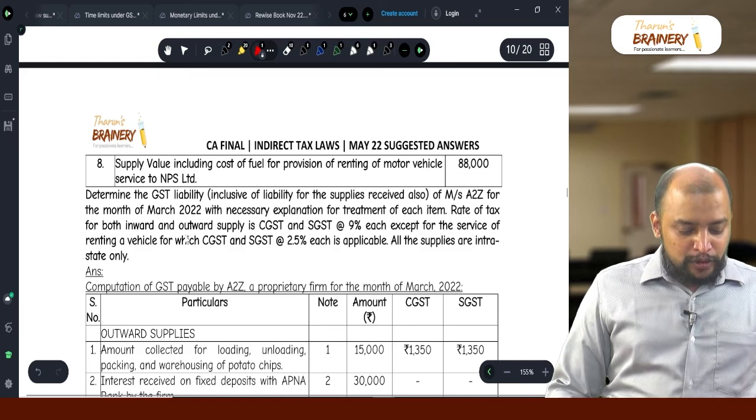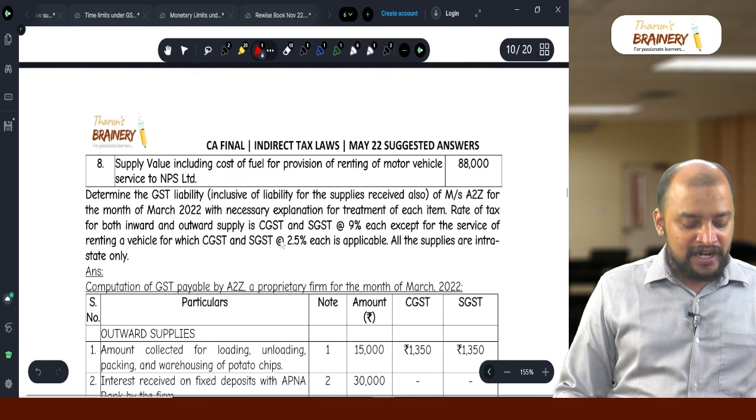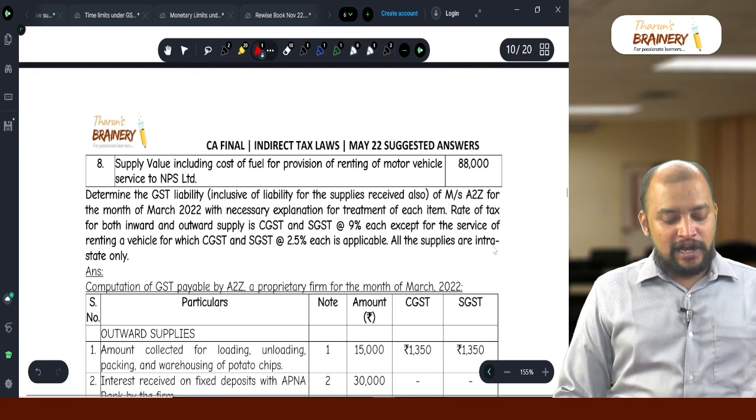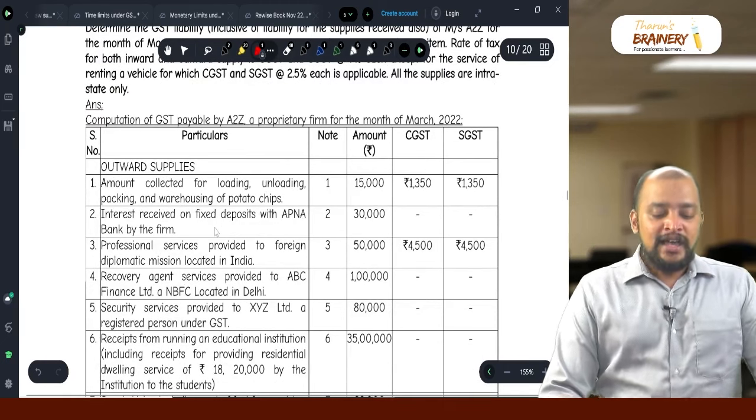Rate of tax for both inward and outward supplies is CGST, SGST 9% each, except for the service of renting of vehicle. All supplies are intrastate only. That's the reason why we have taken CGST, SGST. So this will be taxable.